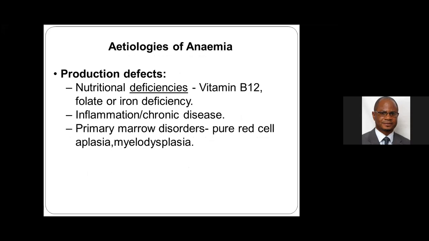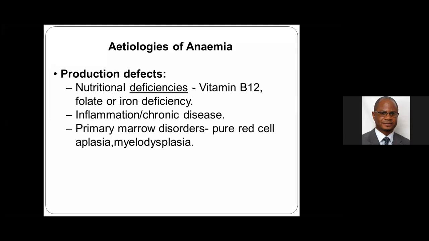Production defect, we are looking at nutritional deficiencies. So vitamin B12, folate, or iron deficiency. We can also see anemia in inflammation or in chronic diseases. Anemia of chronic diseases, normally chronic kidney disease, you will find anemia there.